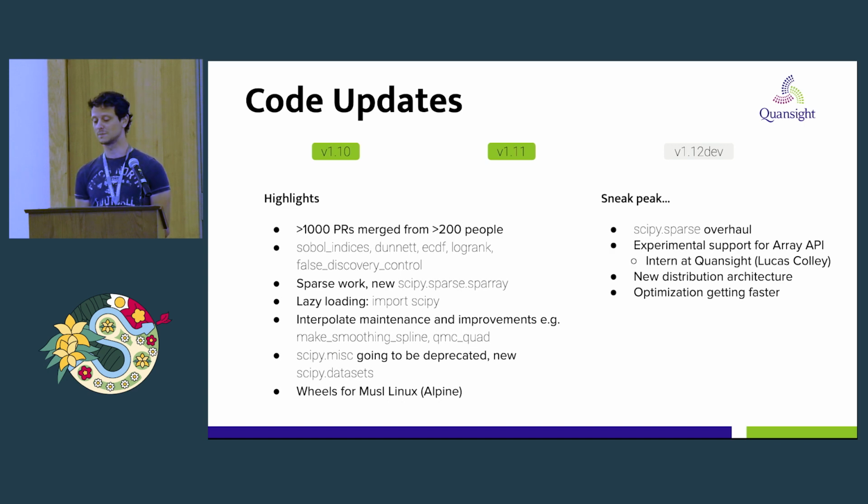And finally, some sneak peeks. As I mentioned, we're actively working on sparse. If that's interesting for you, get in touch. And also, we merged this week experimental support for the array API. So I'm actively working on this topic with a student at Quansight, Lucas Colley. And so, yeah, you will soon be able to use any array-API-compatible arrays in SciPy, and a few other nice things on stats and optimize coming up. Thank you.